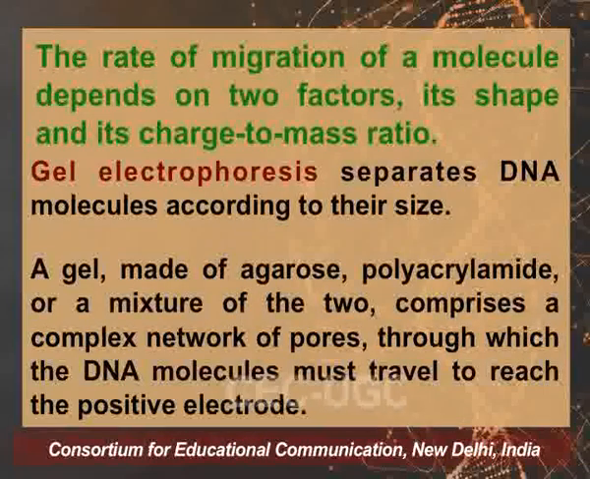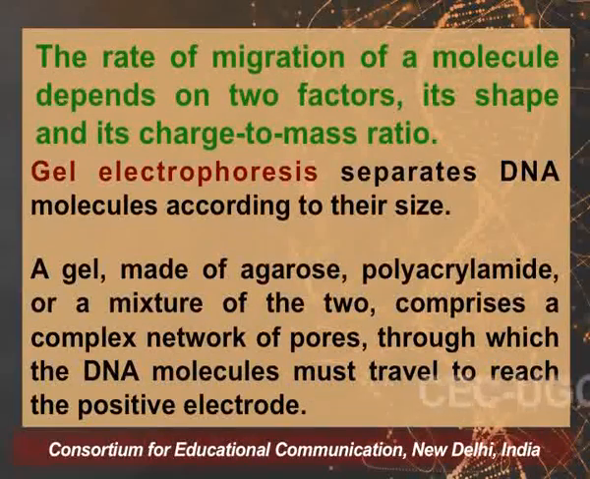The rate of migration of a molecule depends upon two factors: its shape and its charge to mass ratio. Now, the matrix which we use here in electrophoresis for DNA is generally agarose. When a molecule is moving in a matrix, the speed of movement will depend upon the shape of the molecule, because the bigger the shape is, the slower the movement would be, and then the charge to mass ratio.